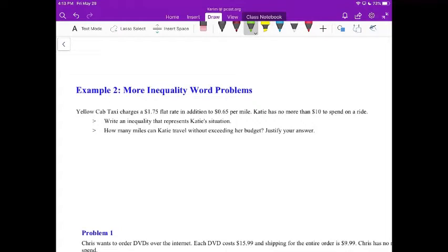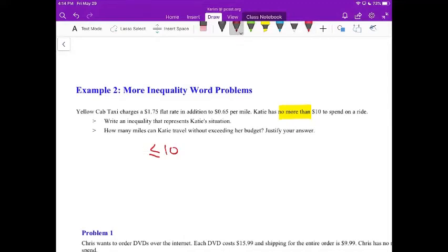Katie has no more than, that's the key term that I learned, no more than $10. So that means maximum $10 she has. No more than, so that means $10 or less, whatever we have. The question says, write an inequality that represents Katie's situation. So let's write that.